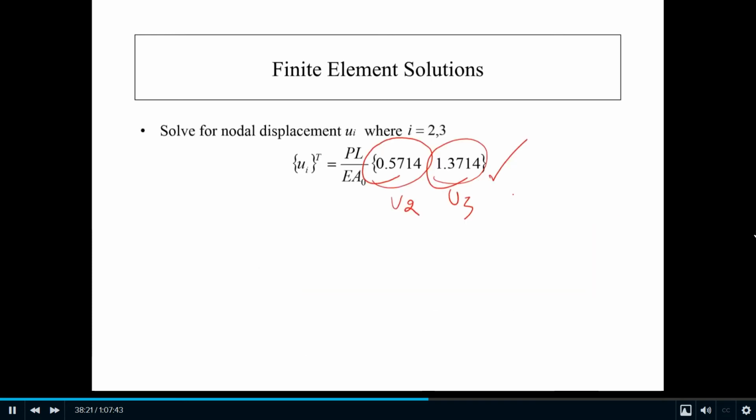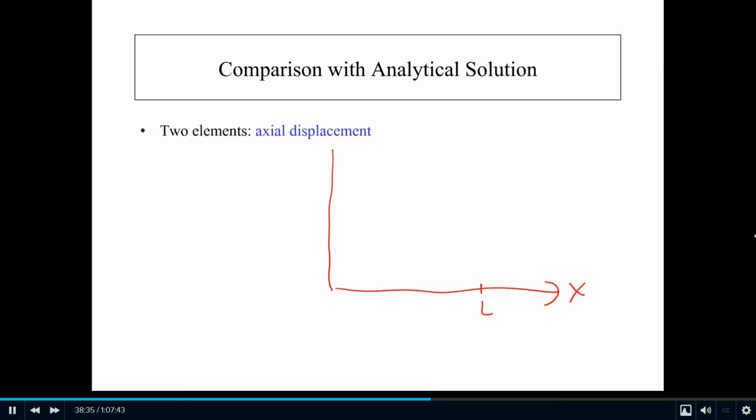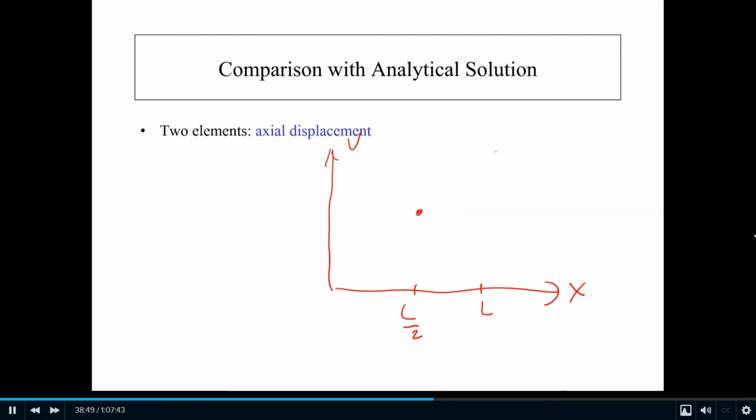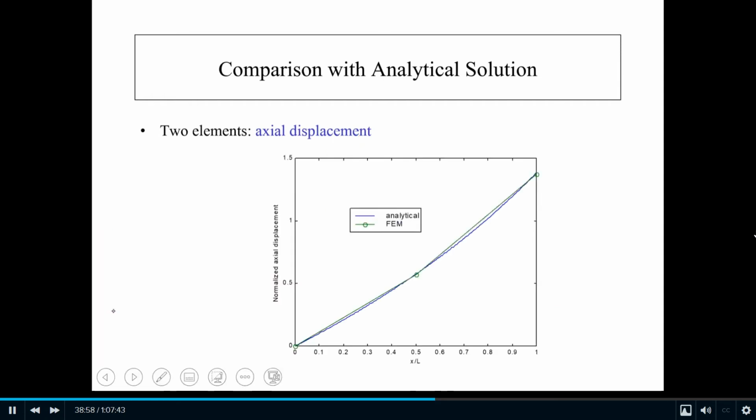So if you want to plot the graph, what you have would be this. You have this displacement, right? This is X, and this is L over 2, right? You have U, the displacement. You have only U2, something like this, and U3 is maybe something like this. You have only these two values from the FEM, and then you plot this U2 and U3.